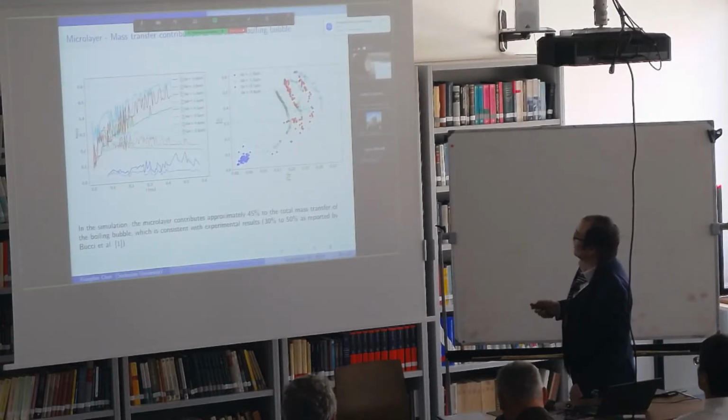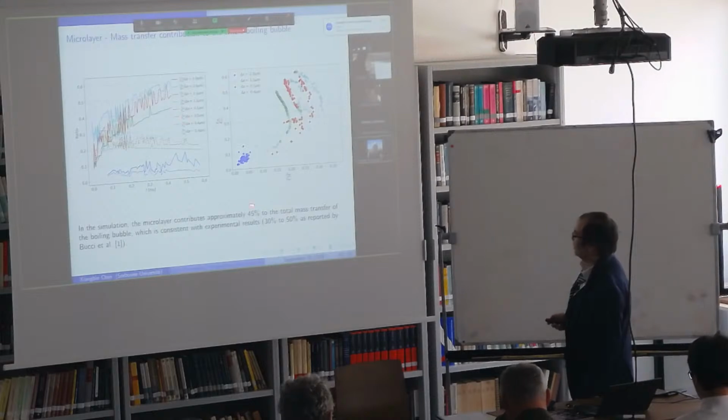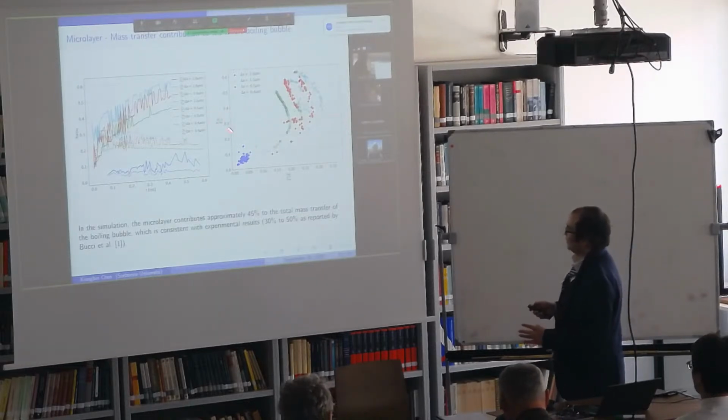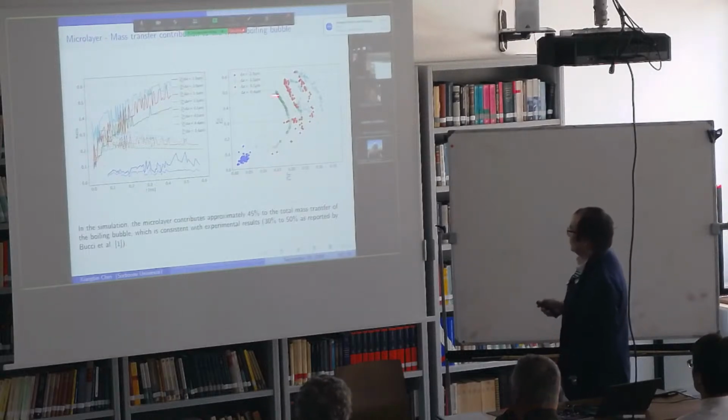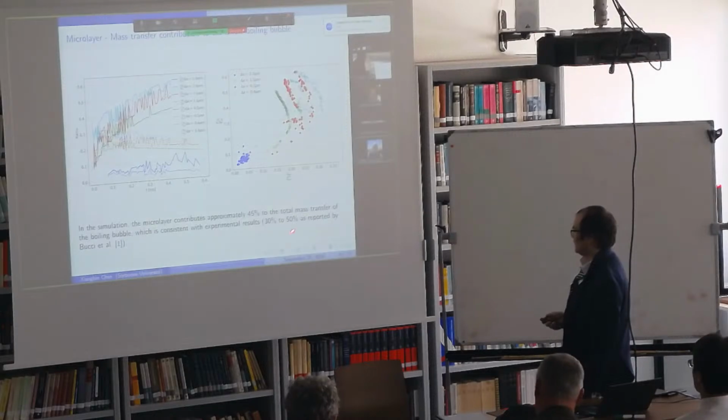And finally, we come to the mass transfer contribution of the micro layer to the whole boiling bubble. Here I give the ratio of the mass transfer rate to the whole boiling bubble at different space resolutions, and I get an average of around 45%. On the right, I did a statistical analysis, where the y-axis is the ratio of the mass transfer contribution to the whole boiling bubble, and the x-axis is the ratio of the surface of the micro layer to the whole boiling bubble. We found that it's 45%, and this number is between the experimental results given by Utaka in his papers, which is around 30% to 50%.